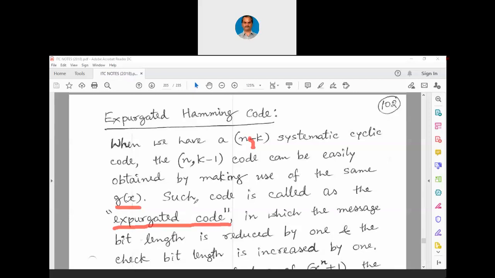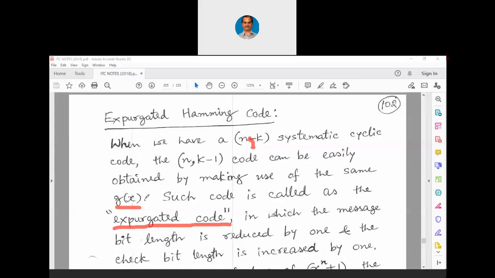Now, we can easily get another code by using the same generator polynomial. So let us say we have a 7,3 cyclic code. We can get a 7,4 code by using the same g of x. Why? Because g of x and h of x both are factors of x power n plus 1. In such a case, g of x becomes h of x in this case, and h of x becomes g of x in this case. Is it so? Is it not so?